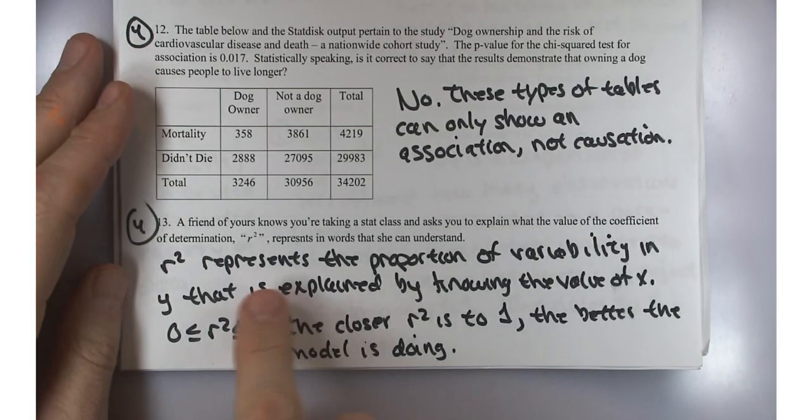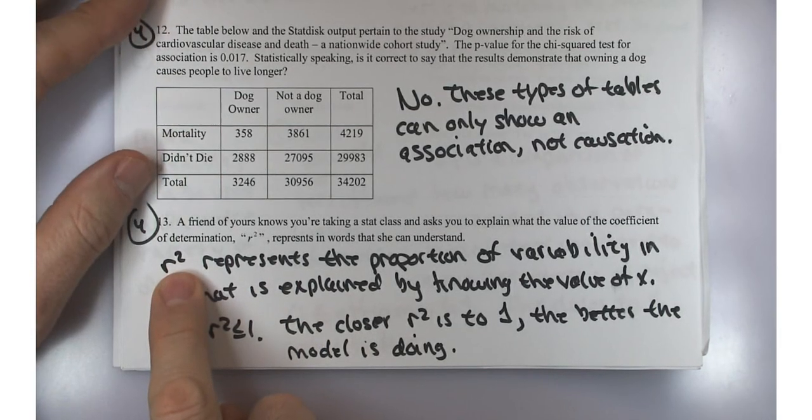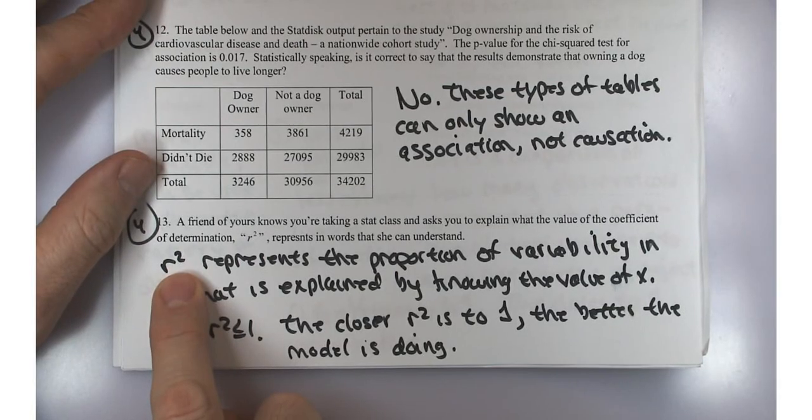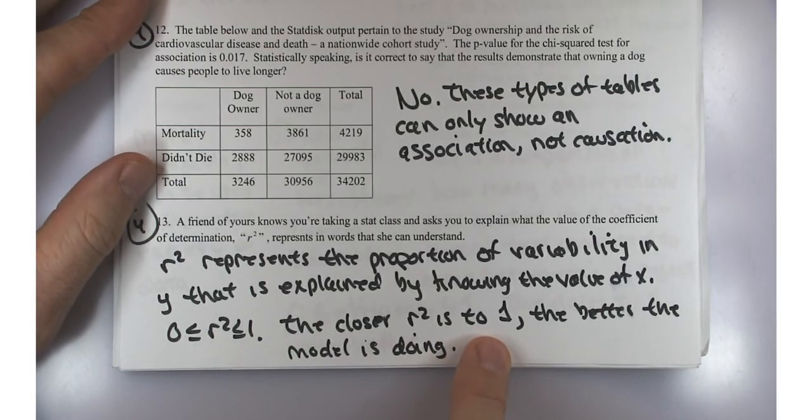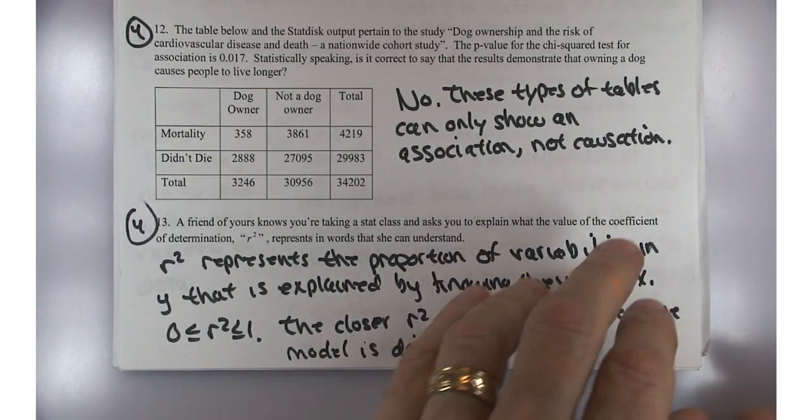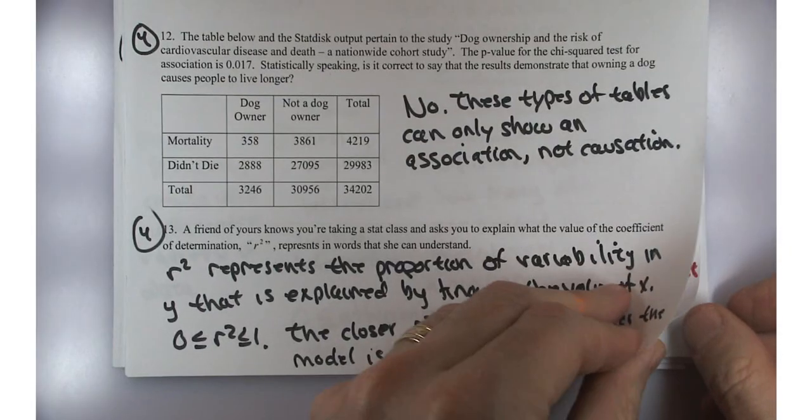Now, the nice thing, if you understand what r squared is, you can look at all kinds of models, not just linear relationships. R squared has to be between 0 and 1. The closer to 1, the better. At 1, you're explaining 100% of the variability in y by knowing the value of x.